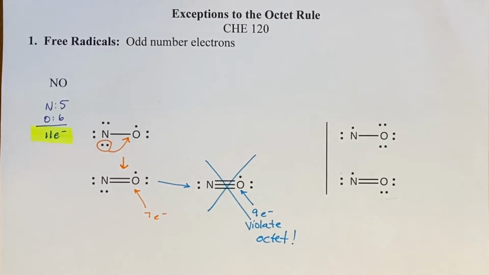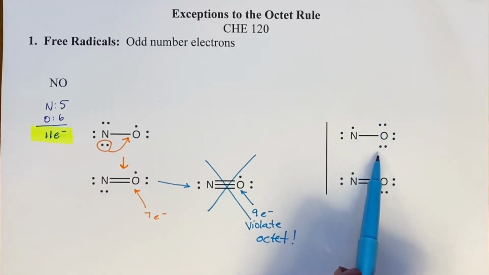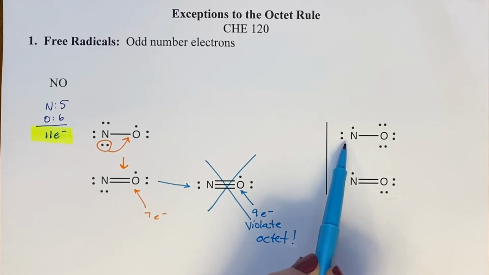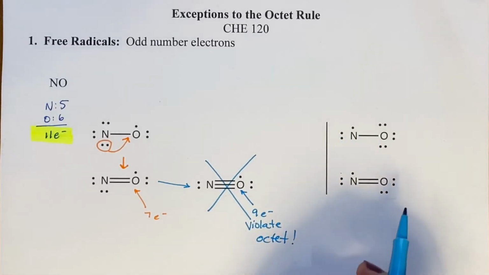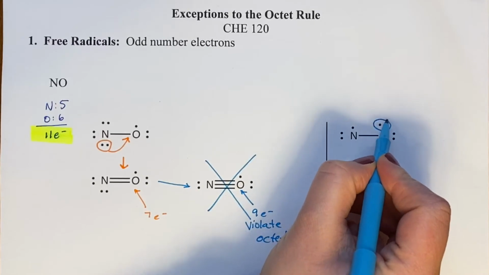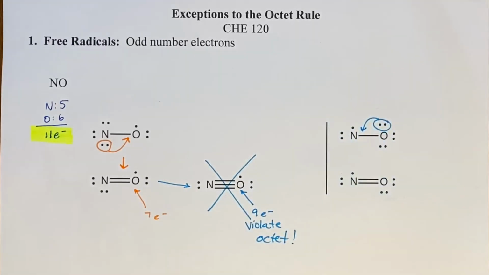So now as I look at this structure, my oxygen sees its octet, my nitrogen does not see the octet, so that means that my nitrogen needs more electron density. Nitrogen currently sees 5 electrons. So I'm going to take a lone pair from the oxygen and I'm going to share it with the nitrogen. And that gives me this structure here. In this structure, my oxygen sees its octet.